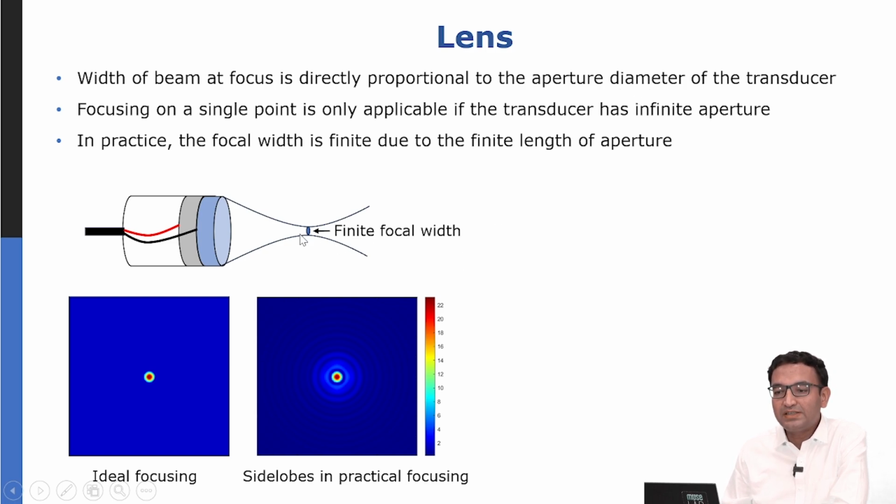Now, focusing to a single point is possible only if the transducer has an infinite aperture. But the transducer has a finite aperture, so you can think of this as a truncation in the aperture, because of which you will not get an ideal focusing to a very small point, but you will get side lobes in focusing. If I take a cross section of this, you will see a main lobe and you will also see side lobes. This kind of ringing behavior is what is called the point spread function. We will discuss more about it in later classes.